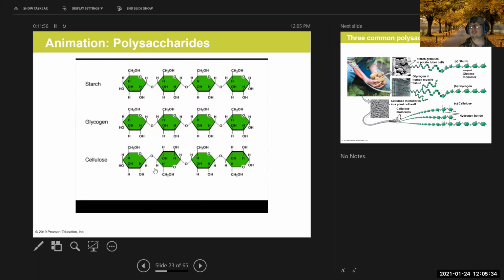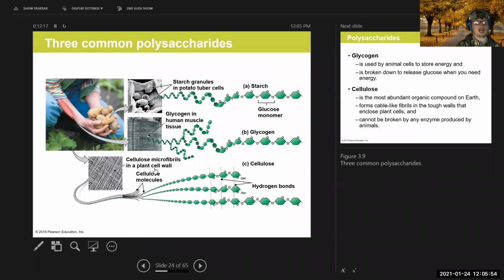Right, and so with that, you see the three kind of big polysaccharides: starch, glycogen, and cellulose. So remember, starch is made by plants, glycogen is made by animals, and cellulose is also made by plants, but it's primarily a structural forming component that you see in plant cell walls. So for example, here is cellulose molecules in plants. You have glycogen molecules in human muscle tissue, and then you have your starches in potatoes, for example. And all of these are made up of many, many different glucose molecules. It's just the structures are slightly different.